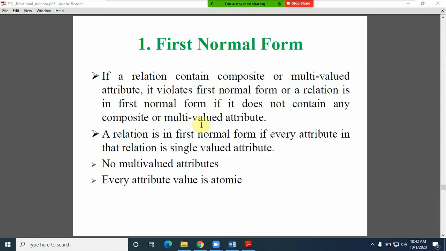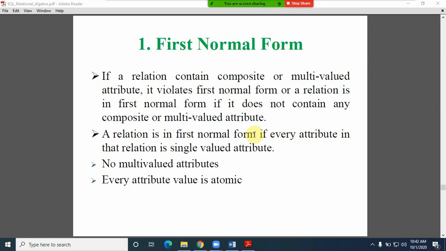Now, when you are considering the first normal form, if a relation contains composite or multi-valued attributes, it violates the first normal form. Suppose in the same attribute we have multiple values, like skill: C, C++, Java, mentioning all the skills in the same attribute, which is not the recommendation of the first normal form. It violates the first normal form. A relation is in the first normal form if it doesn't contain any composite or multi-valued attribute.